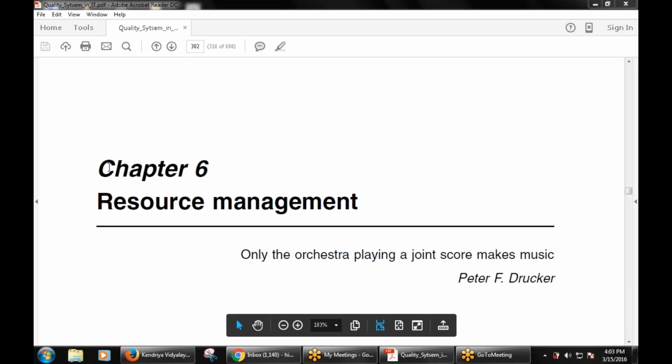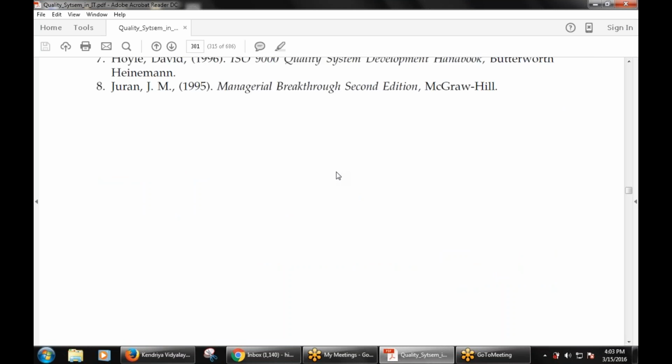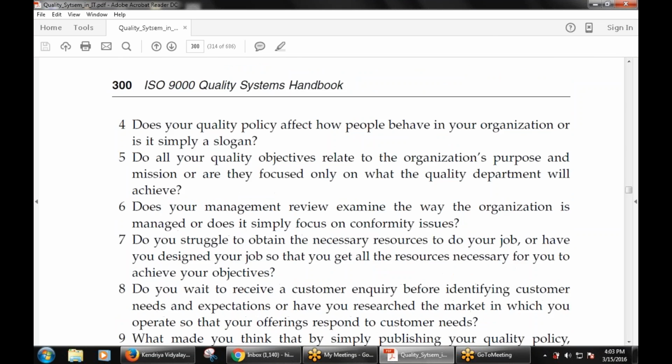So the next chapter is chapter number 6, that is resource management. In the last class, we finished chapter number 5, the various impacts covered in chapter 5. Today I'm going to start with the new chapter, chapter number 6.